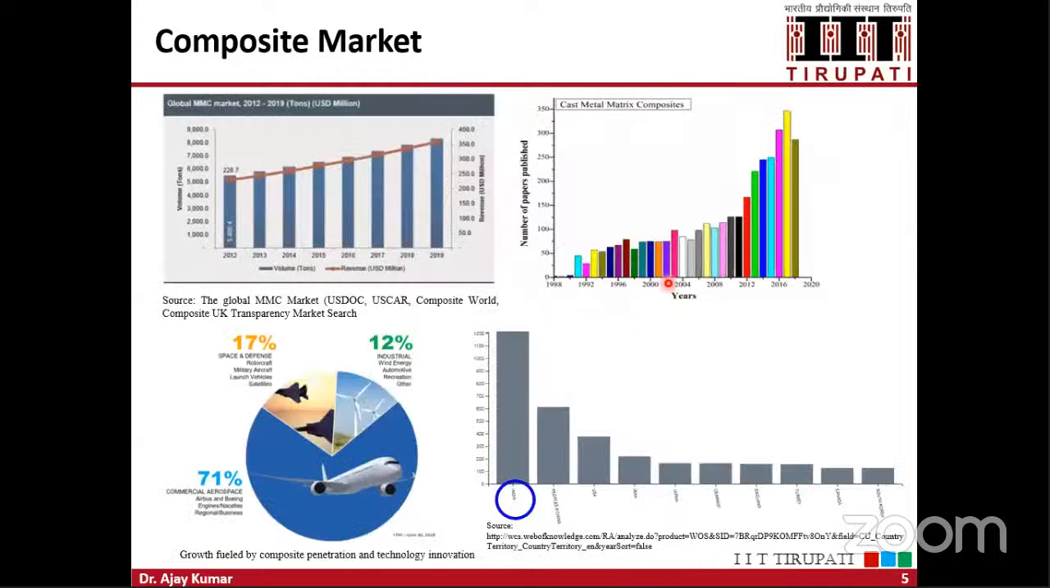And then when we talk about the publications in the area of composite materials, India is leading. India is publishing many papers, significantly higher compared to the other countries. Okay.